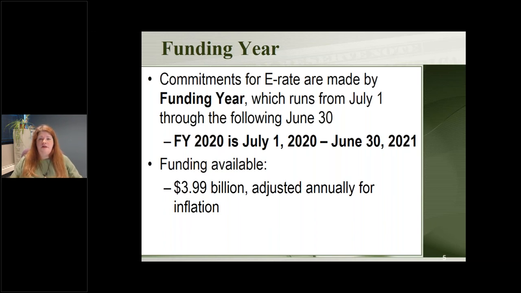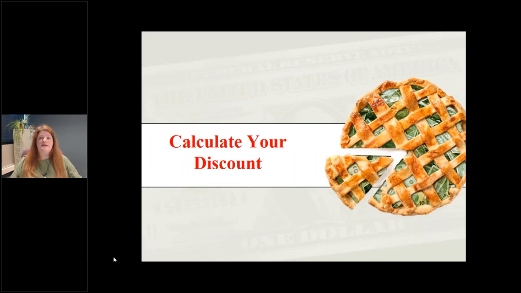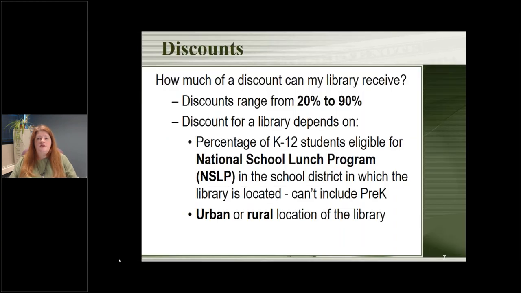Now, the first thing I tell libraries to look at when they are thinking about doing E-rate is, what is your discount? How much of a discount can you receive at your library to see if it is worth it? Is it worth your time, effort, and energy to go through applying for all of this? Discounts are calculated based on a couple of different things. You can receive anywhere from 20 to 90% off on your bills, and it will depend on the number of children who are eligible for the school lunch program in your school district. This is the free and reduced lunches that the kids get in school. It is specifically the school district that your library physically sits in, where your building is.